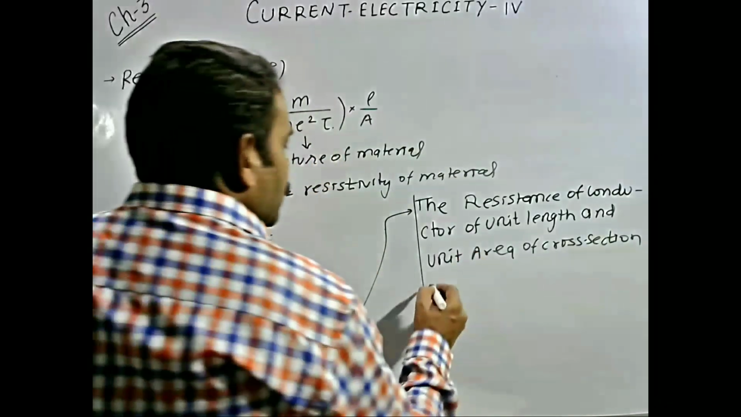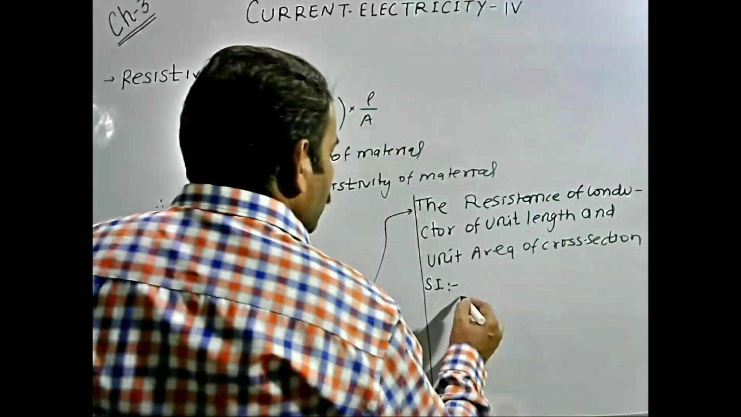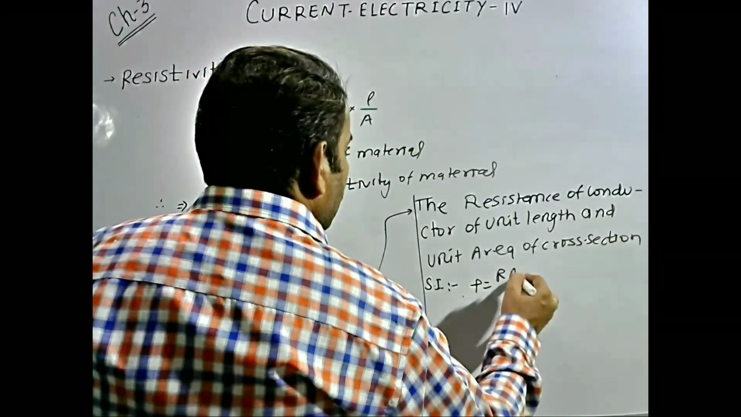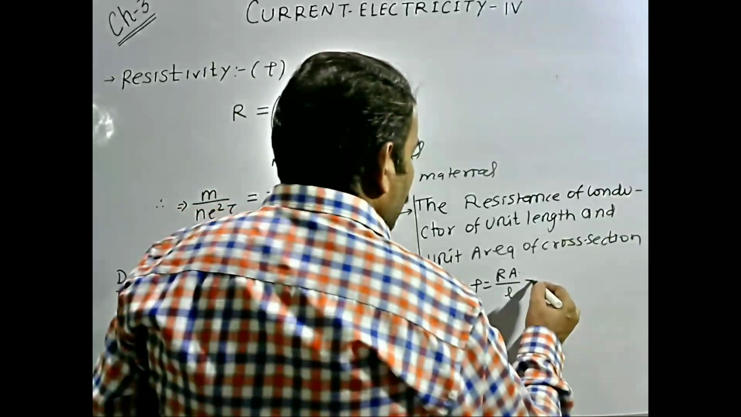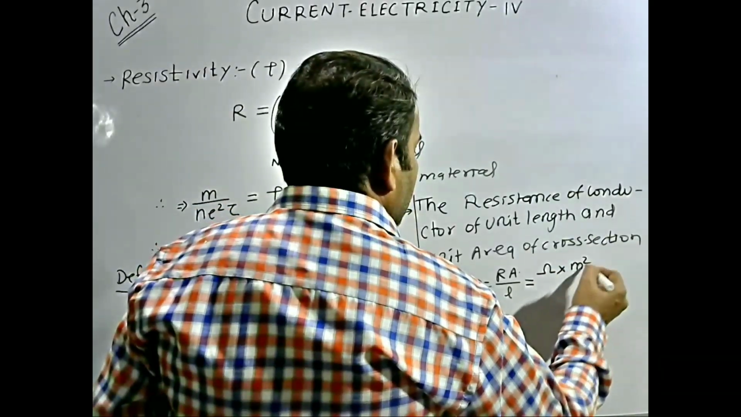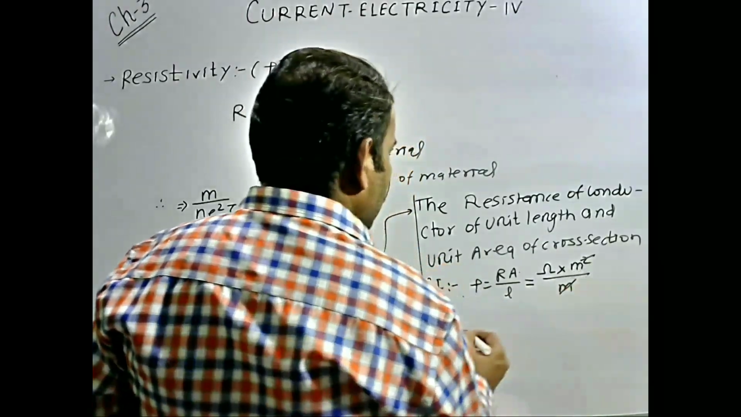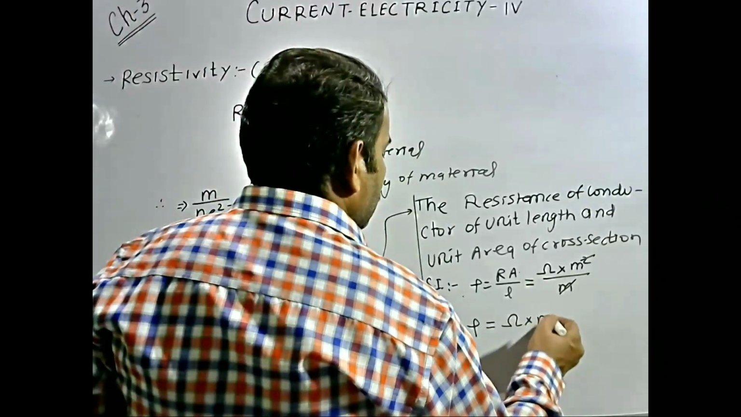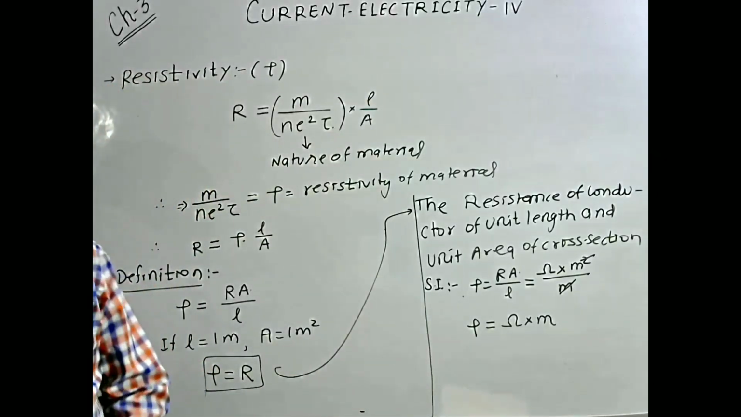So the SI unit: from this expression you can see rho is equal to RA upon L. As we know, the unit of R is ohm, area is measured in meter square, and length in meter. Meter cancels out, so rho is equal to ohm into meter. Clear? So note down.